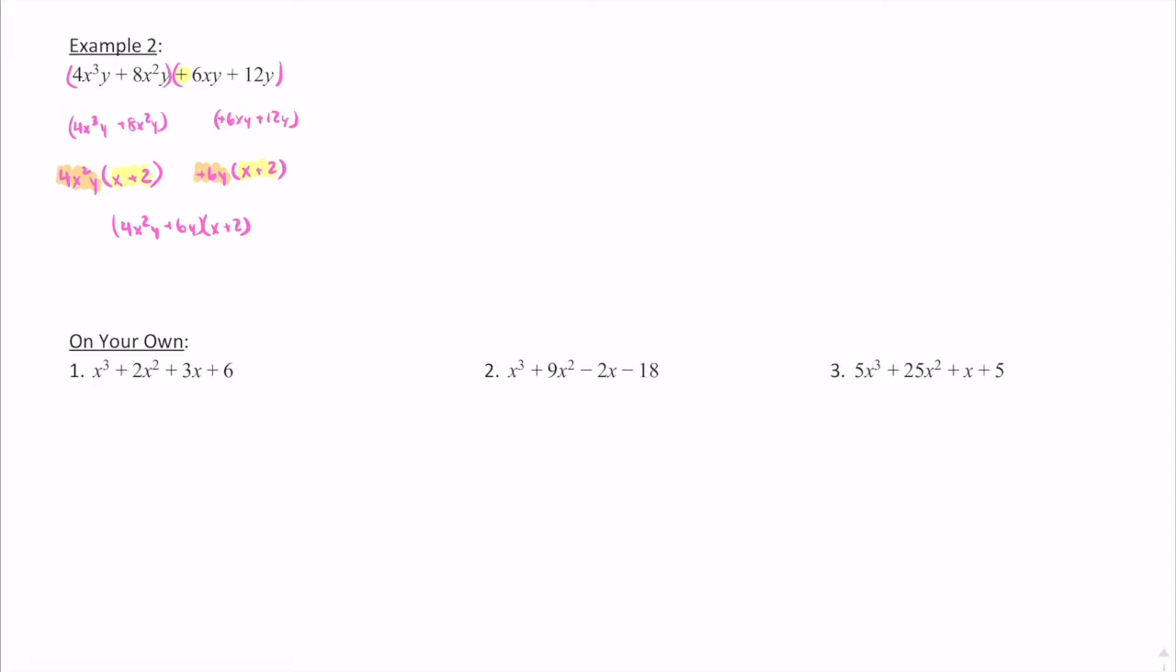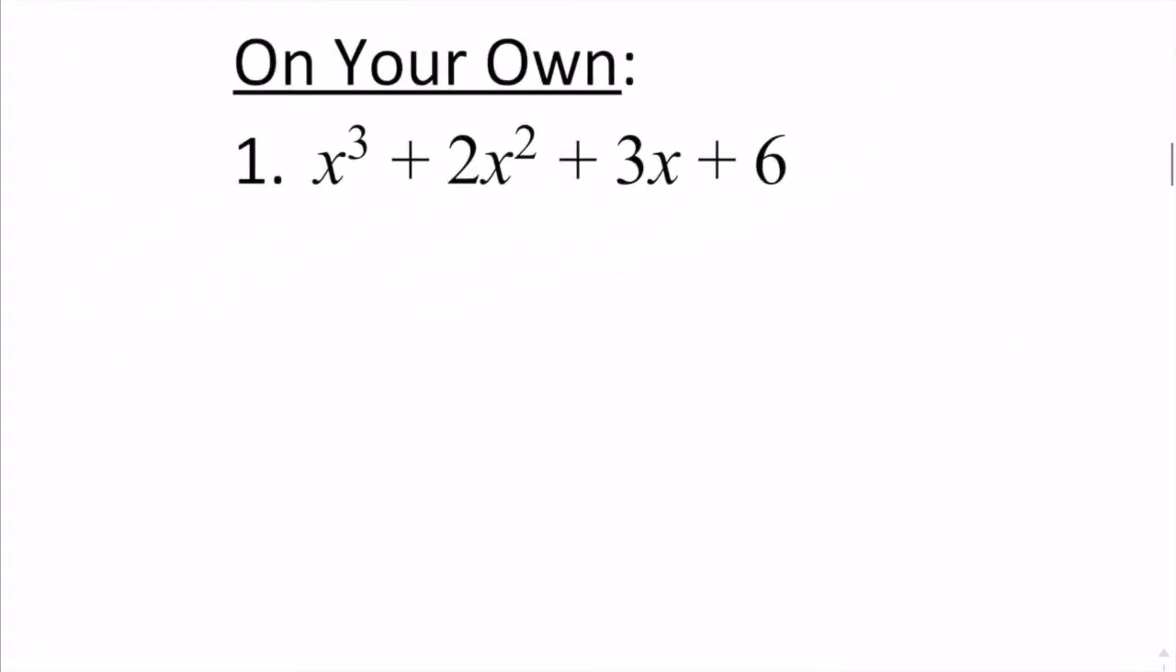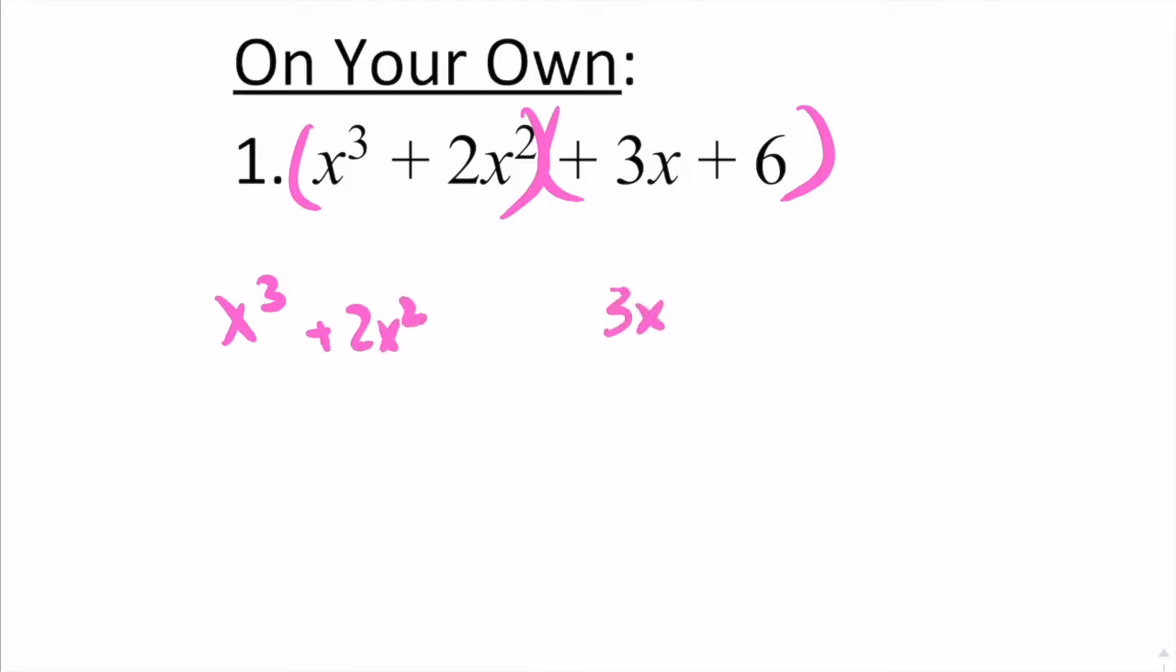So this is lesson 7.8, day 1 on your own. As we said, group x cubed plus 2x squared, 3x plus 6. Don't forget the sign. I could take out an x squared, so I have an x plus 2.